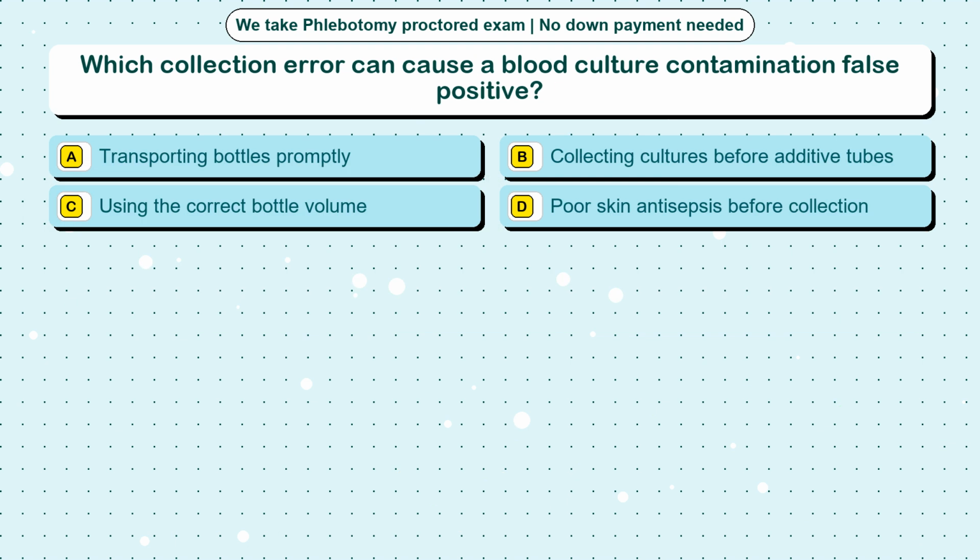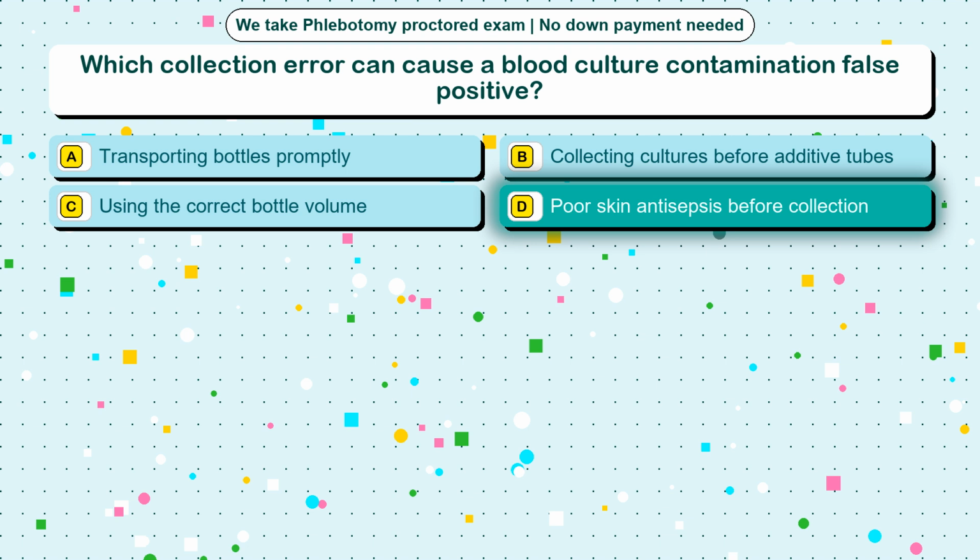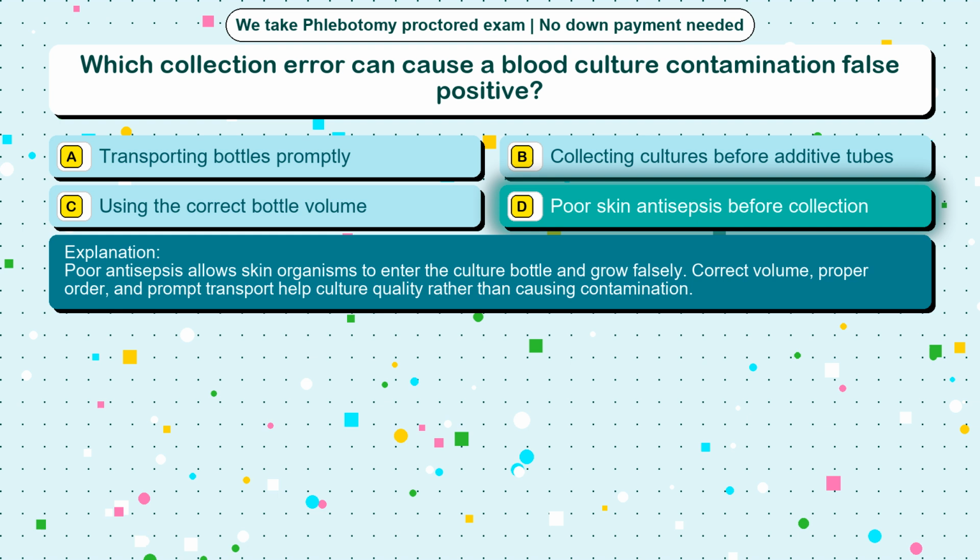Question 29. Which collection error can cause a blood culture contamination false positive? Option A. Transporting bottles promptly. Option B. Collecting cultures before additive tubes. Option C. Using the correct bottle volume. Option D. Poor skin antisepsis before collection. The correct answer is option D. Poor skin antisepsis before collection. Poor antisepsis allows skin organisms to enter the culture bottle and grow falsely. Correct volume, proper order, and prompt transport help culture quality rather than causing contamination.